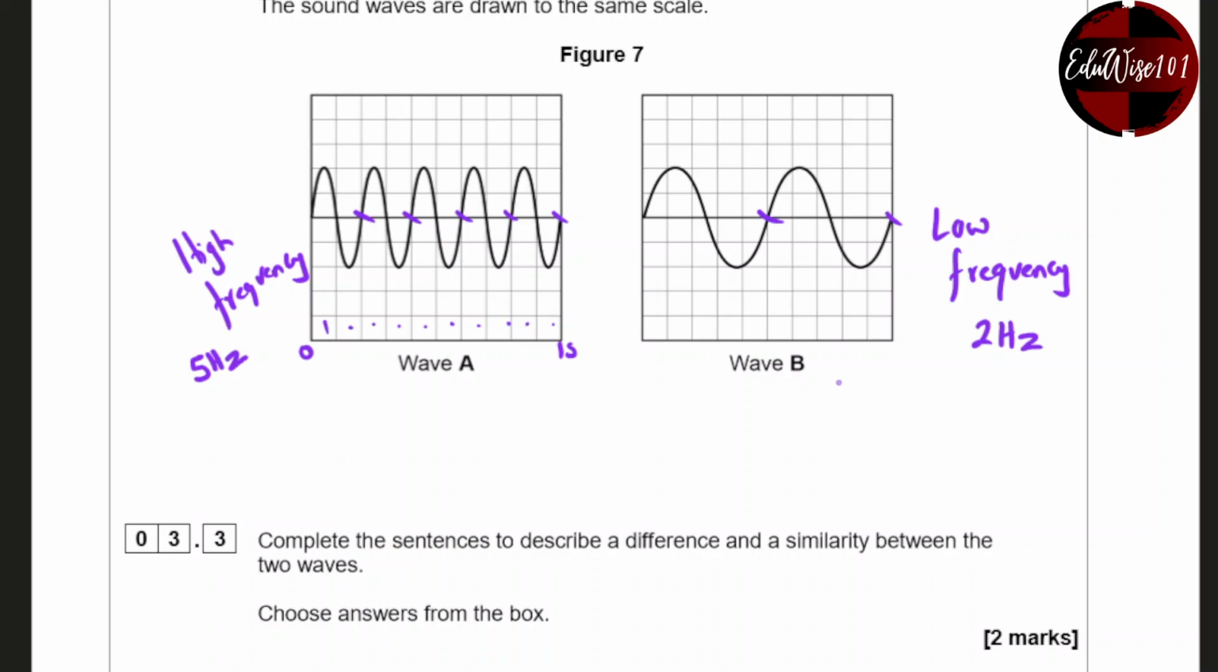What is the similarity between them? Well, they both are the same height. Now the height of the wave from the middle point to the peak, right? So that's the peak, and this is the trough, which is the bottom of the wave. That is called the amplitude.